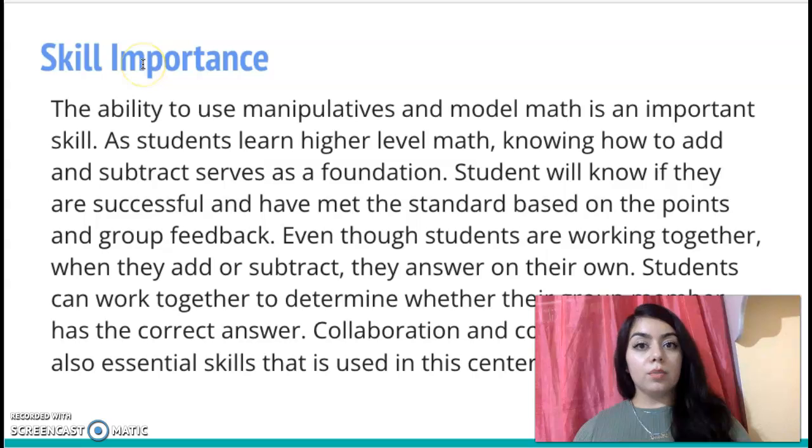And then the skill importance. The ability to use manipulatives and model math is an important skill. As students learn higher level math, knowing how to add and subtract serves as a foundation, since it is incorporated in several subjects.